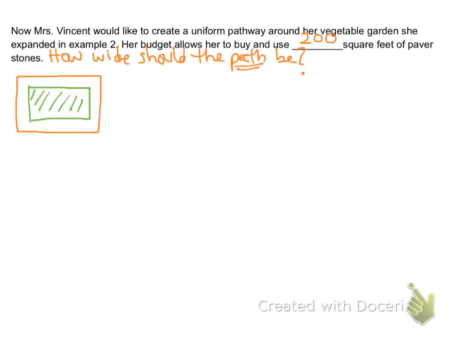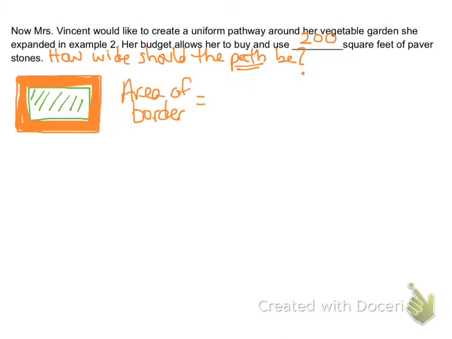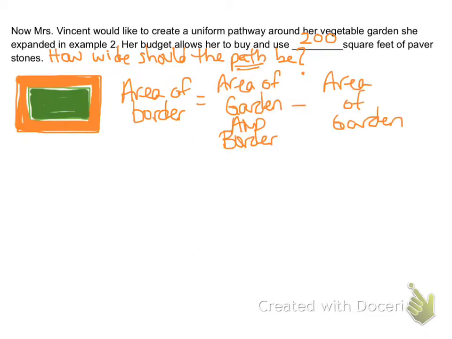So let's draw a picture of this. So again, I have my garden, and my garden is measuring 15 by 20 now, and I want to put that border around it. So in order to find the area of the border, because that's what I'm given as the 200 square feet, I need to take the area of the garden and the border. So I'm taking the area of the whole thing, but then I need to subtract the area of the garden. Once I subtract the area of the garden, I'll be left with the border.